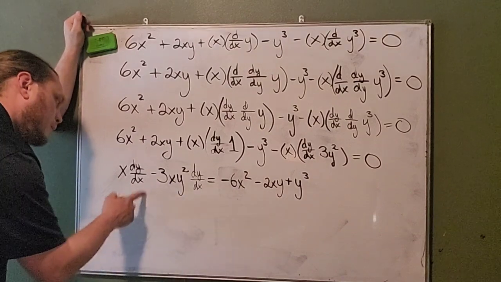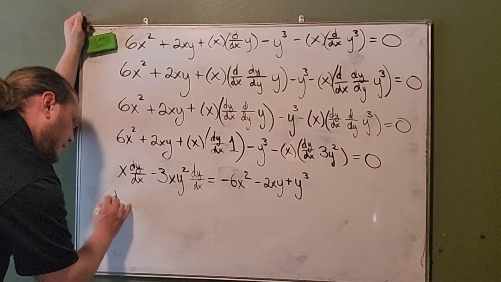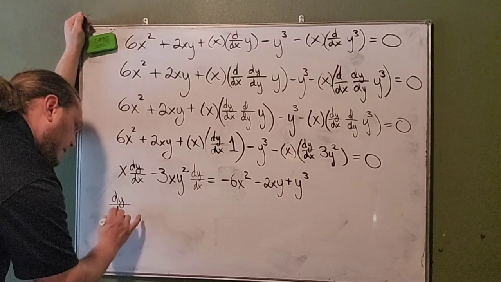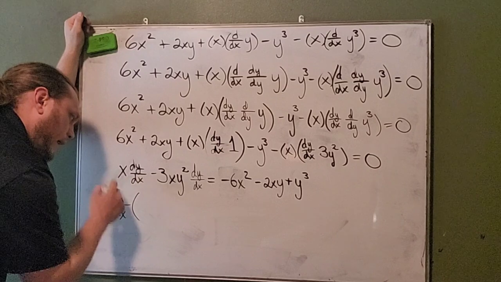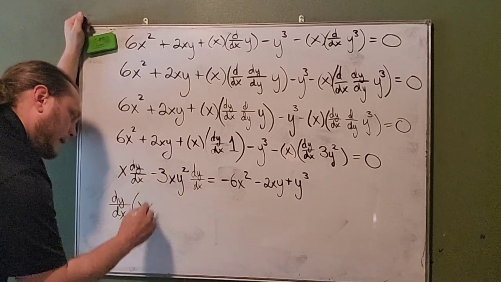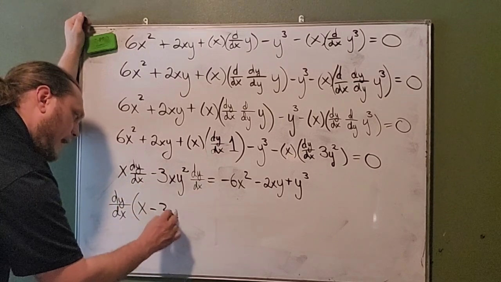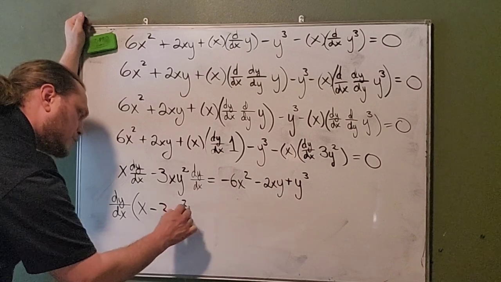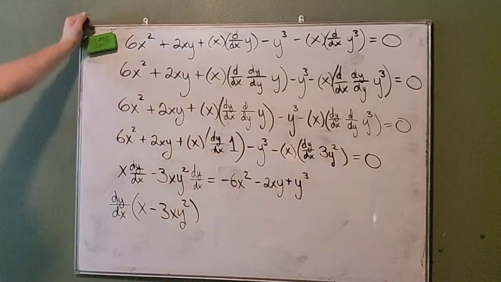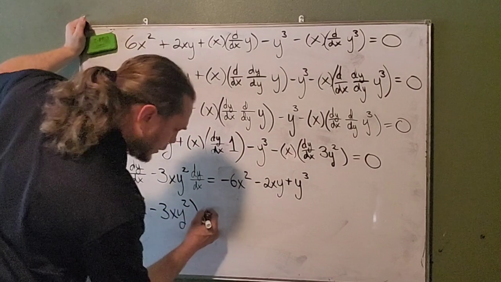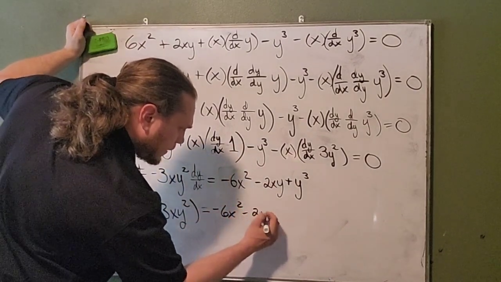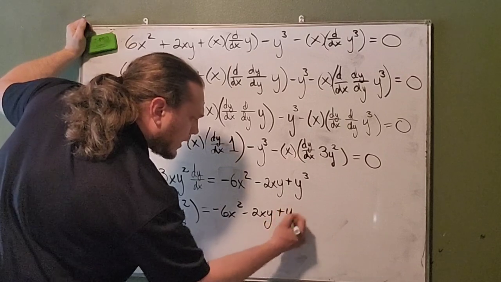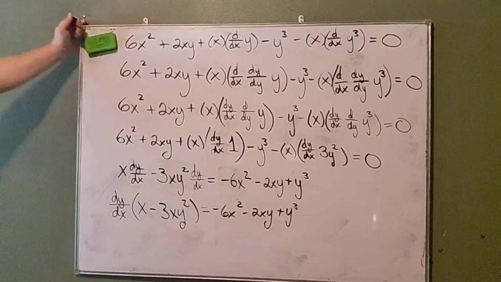Two more steps. We're going to factor it out, and we're going to have dy dx. Now this one is from both of these. So that only is going to leave x minus 3xy squared. Okay? And on the right side, no change there. On this step, minus 6x squared minus 2xy plus y cubed. Okay, we're almost there, friends.